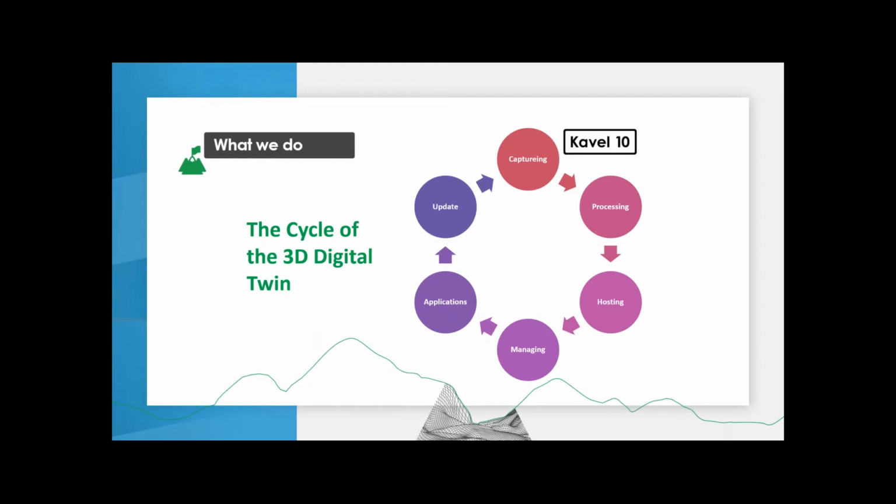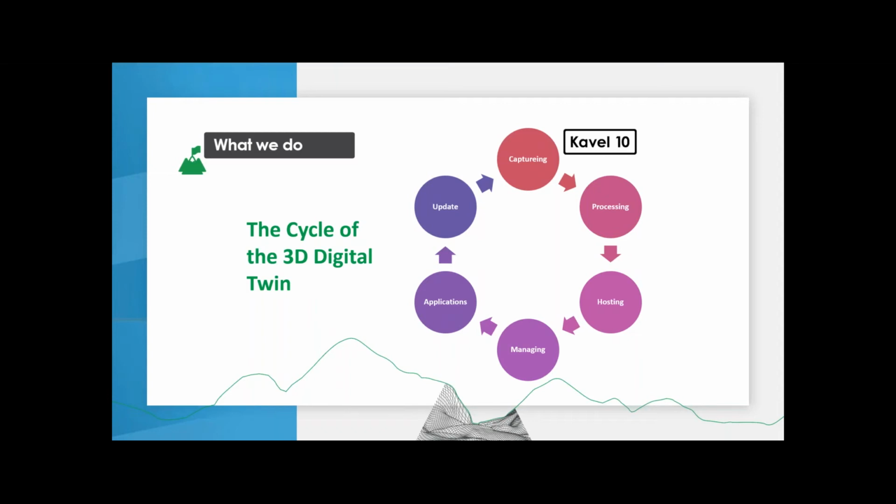So maybe a little bit more first about digital twins. This is what we call the magic cycle of 3D digital twins. It is actually a kind of cycle. Of course, you need to start with something, and the first thing to create a digital twin is capturing good data. Therefore, we are here with Kavel 10, and you can see the cycle. Skyline can assist with processing. They can also assist with hosting with the TerraExplorer web viewer. And after that, there's Kavel 10 again.